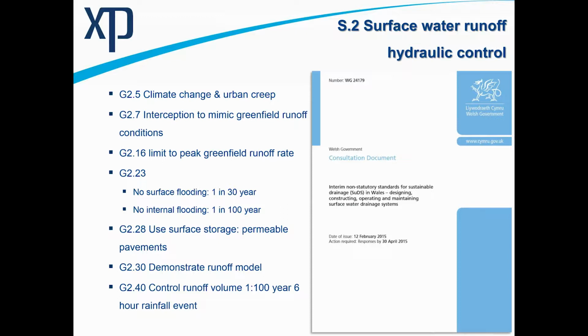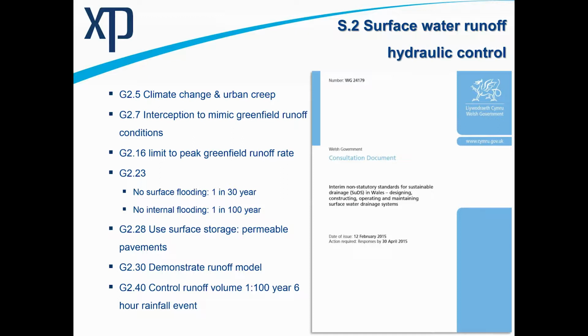It takes into account climate change. It takes into account that once people have moved into properties, we extend them. We extend the drives, we put on conservatories, patios, etc. So that urban creep will increase the runoff over time, probably about 10% within the first 5 years of a development being completed. An extra 10% of impermeable area will creep into that development.